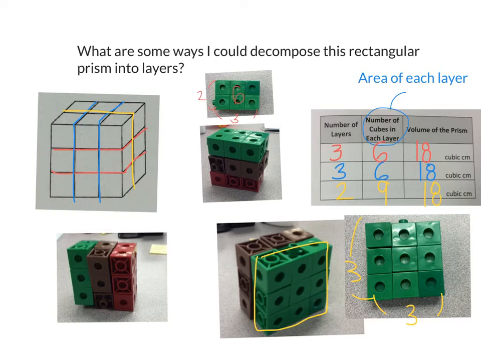So we can see that if we take the number of layers that we have and we multiply it by the area, or number of cubes in each layer, we will get the volume of the prism. And the same thing in the second example. We take the number of layers, we multiply it by the area, and we get the volume. Same thing in the last example. We take the number of layers, we multiply it by the number of cubes in each layer, otherwise known as the what? The area of each layer, and we'll get the volume.